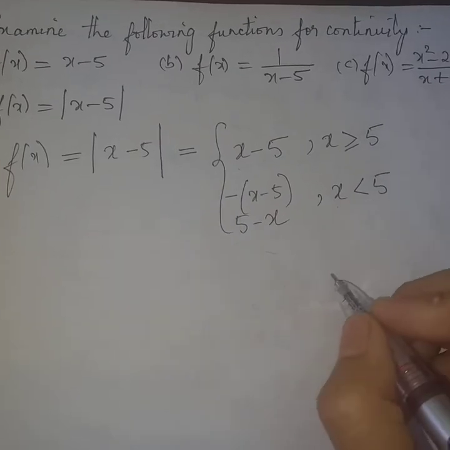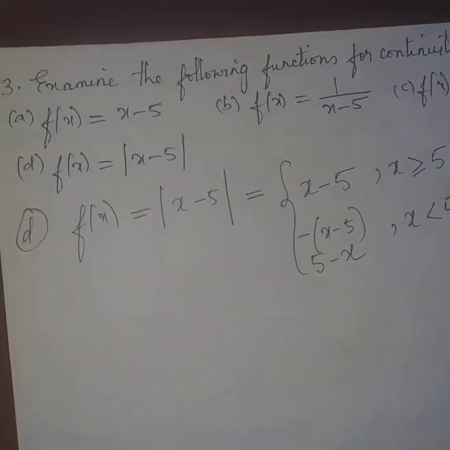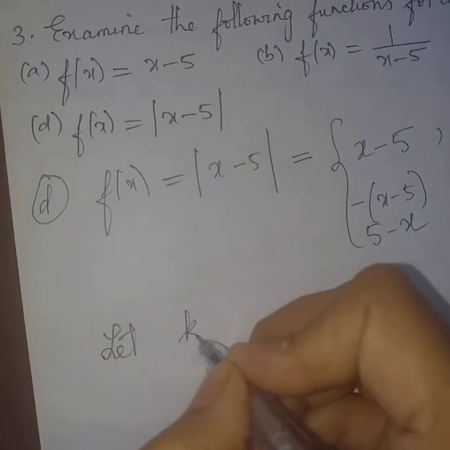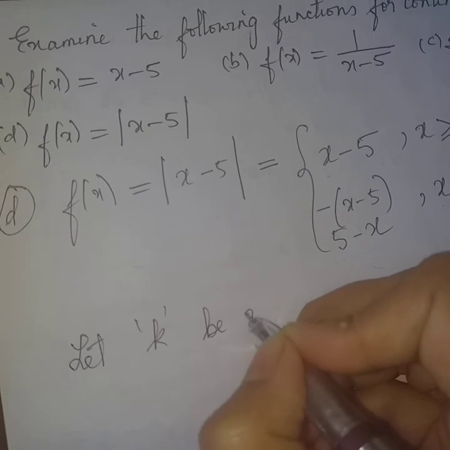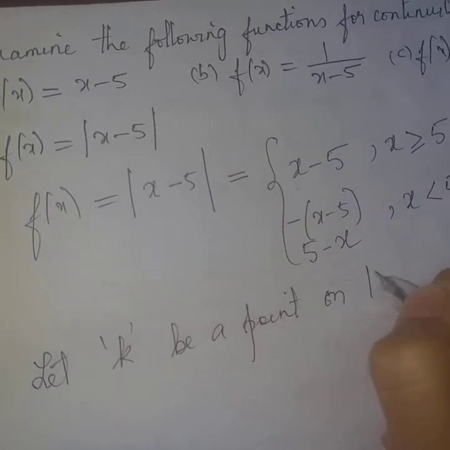So we have to check for every real number. So let us take a point, let k be a point on the real line.